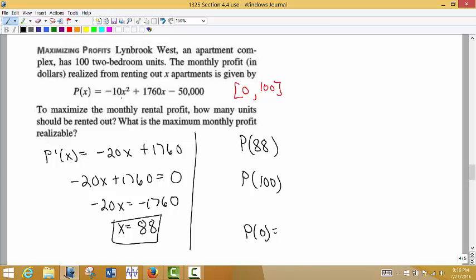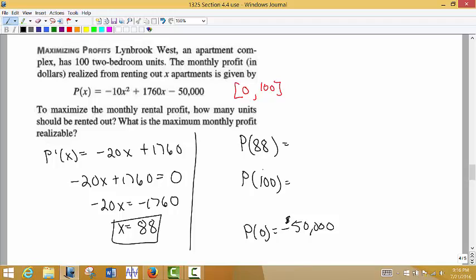And we can tell right away if we plug in 0, these first two terms are going to cancel out or go away, and we're going to be left with -50,000. Okay, so that's definitely not our maximum profit. It makes sense that if we rent out 0 apartments, we're still paying money to own those apartments, so we would actually lose $50,000. So let's see, it's kind of a race now between 88 apartments and renting out all 100 apartments.